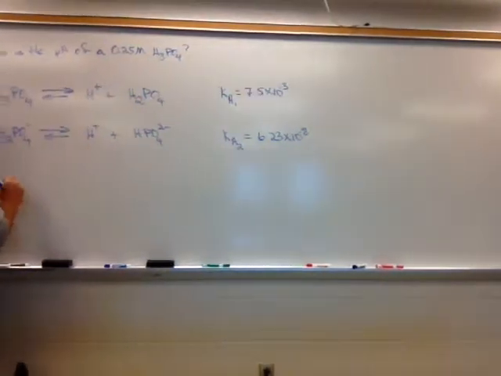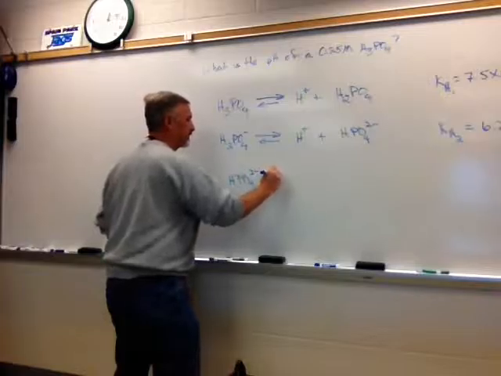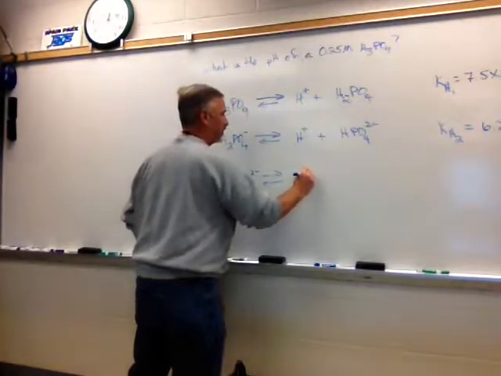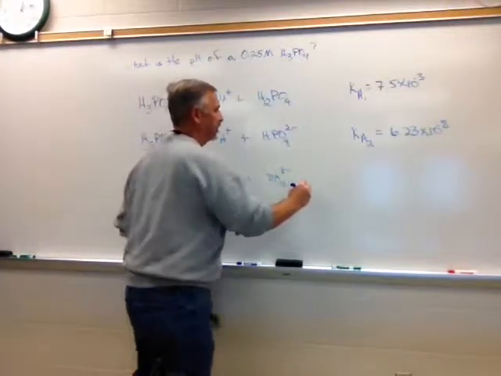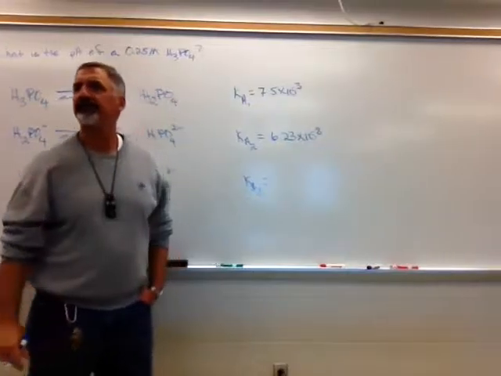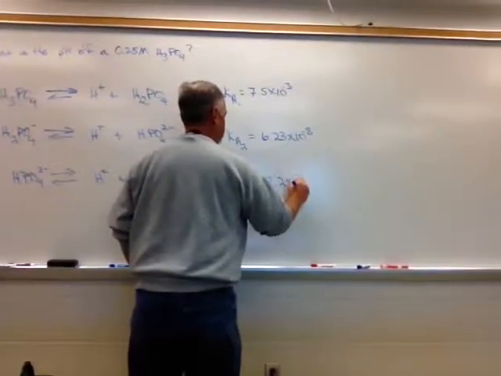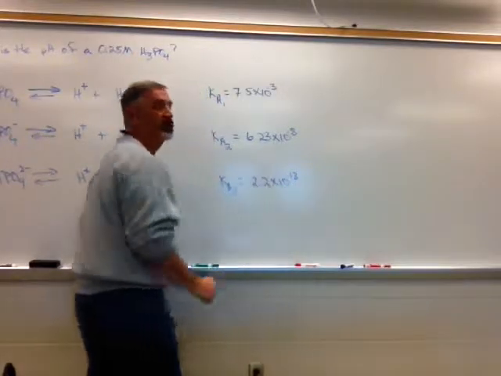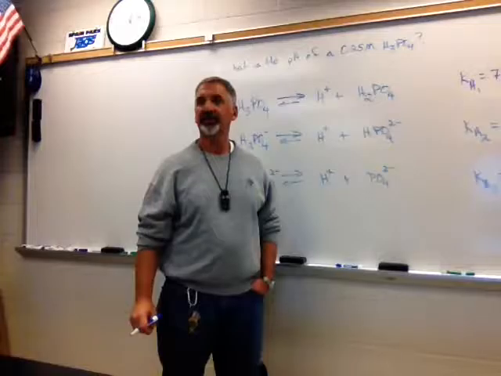And then Ka3: HPO4 2 minus goes to H plus and PO4 3 minus. Ka3 is 2.2 times 10 to the negative 13. Maybe it's 4.8. That's what this packet says. The packet says it's 4.8 times 10 to the negative 13.